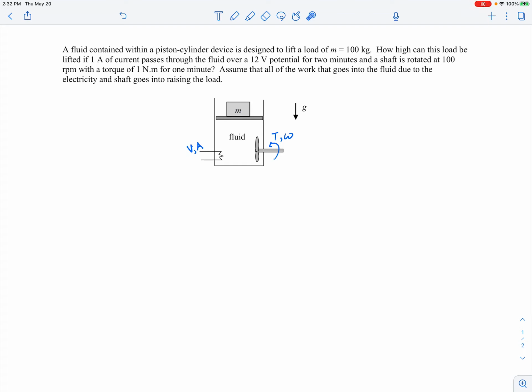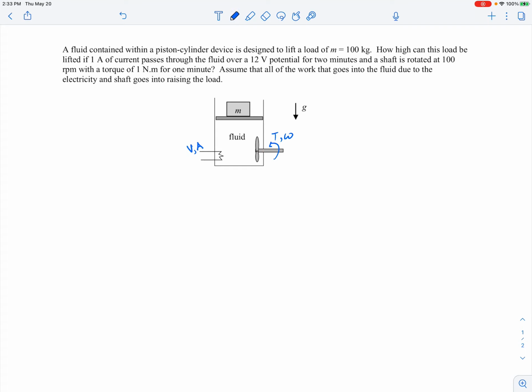Okay, so let's go ahead and calculate the amount of work that's going into the fluid due to the electricity first, and then we'll do the shaft second. And then what we'll say is that all that work is going into changing the potential energy of that mass. So this is really a statement of the first law of thermodynamics. We haven't really talked about the first law just yet in the lecture, but when we're told that all the work that is going into the fluid due to the electricity in the shaft goes into raising the load, that is basically just saying we're balancing the work here and the work here into the change in potential energy there.